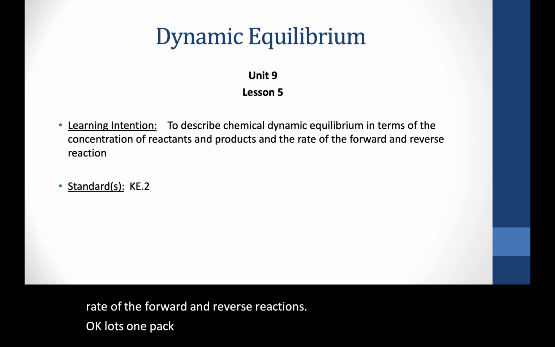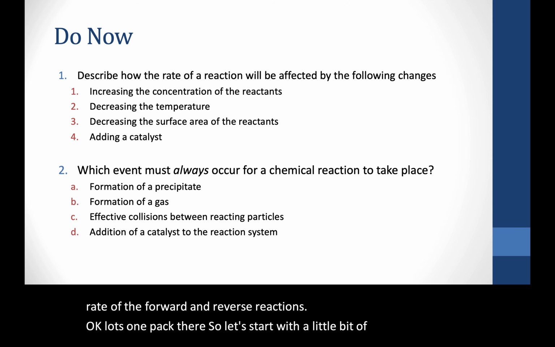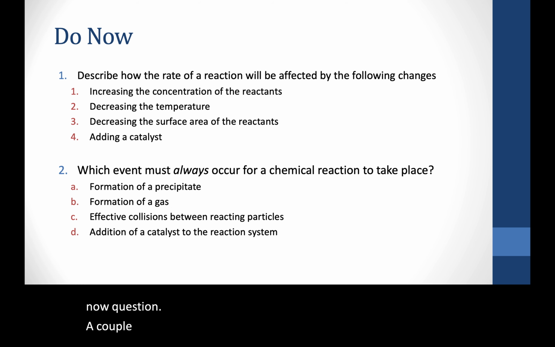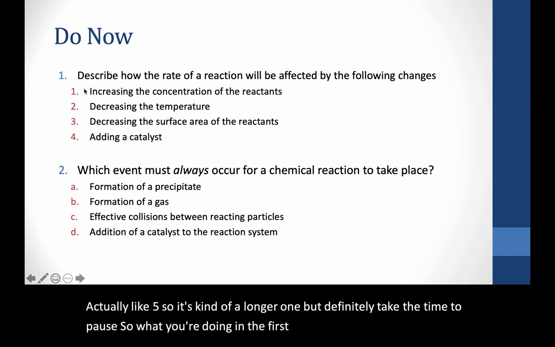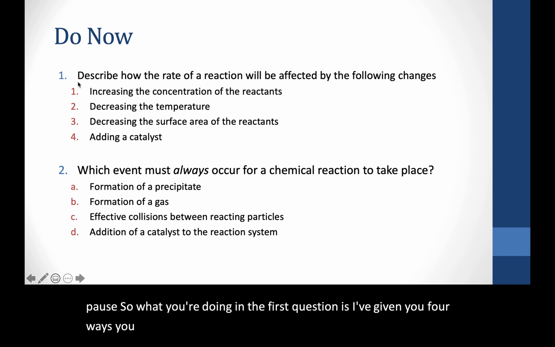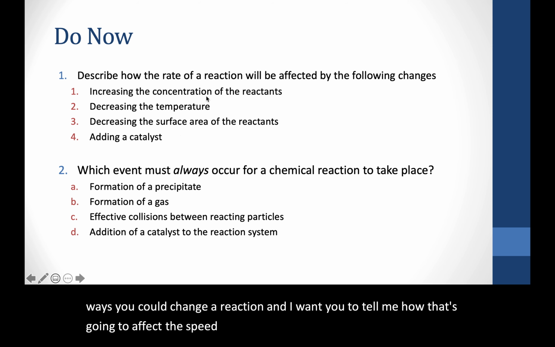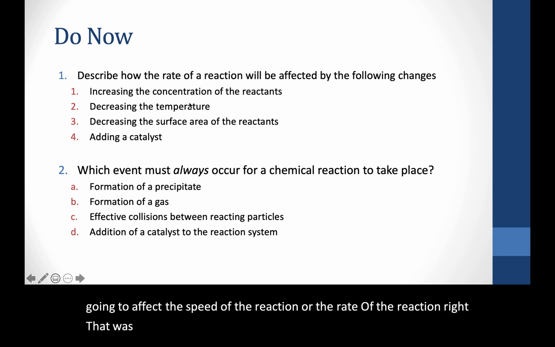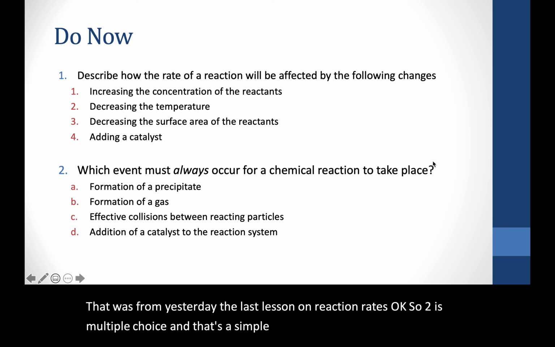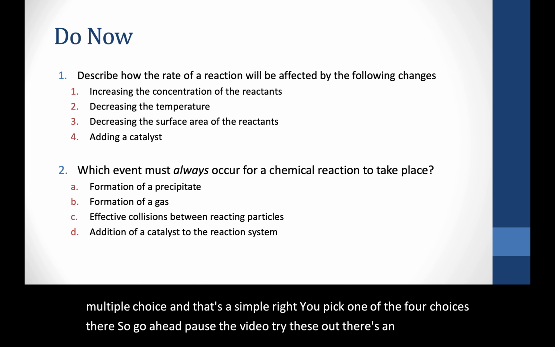So let's start with a little bit of a review and a do now question. A couple questions. Actually, like five. So it's kind of a longer one, but definitely take the time to pause. In the first question, I've given you four ways you could change a reaction, and I want you to tell me how that's going to affect the speed of the reaction, or the rate of the reaction. That was from yesterday, or the last lesson on reaction rates. Number two is multiple choice, and that's simple, right? You pick one of the four choices there. So go ahead, pause the video, try these out as a nice refresher because these are going to be important.